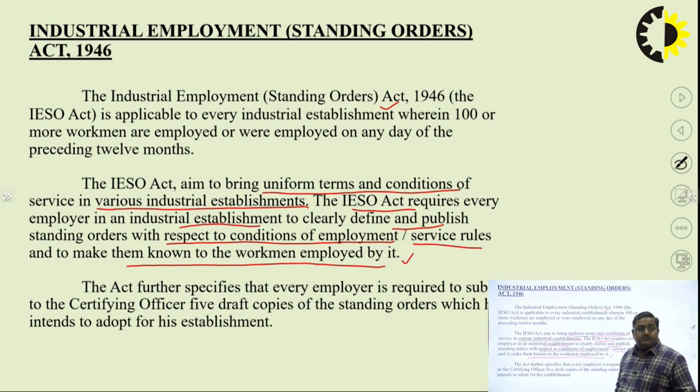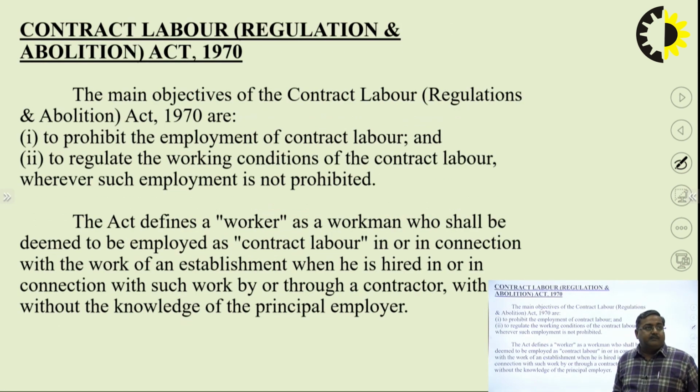The Act further specifies that every employer is required to submit to the certifying officer 5 draft copies of the standing order which he intends to adopt for his establishment. Next, we have the Contract Labour Regulation and Abolition Act 1970.